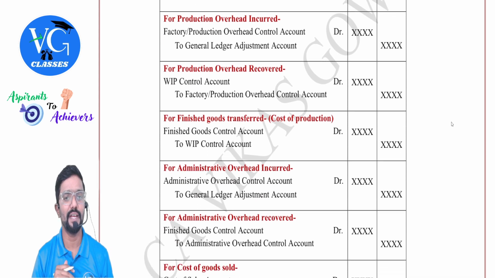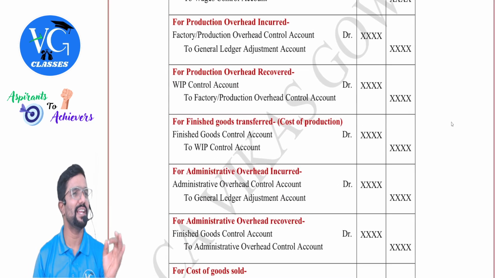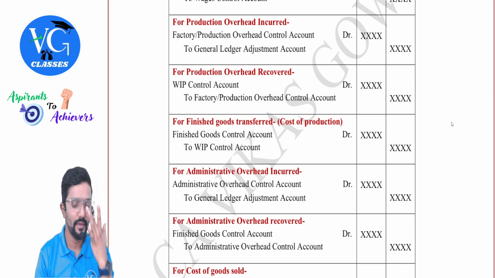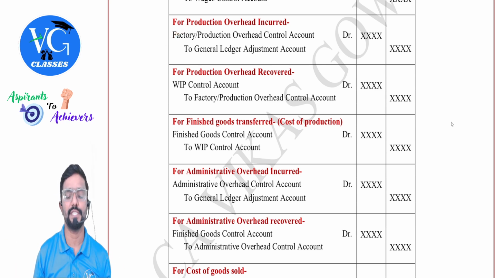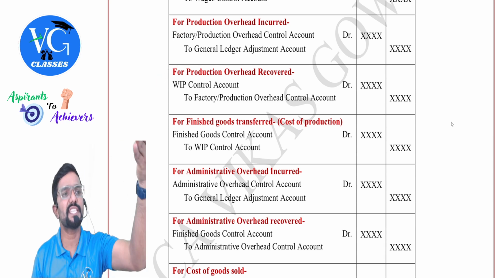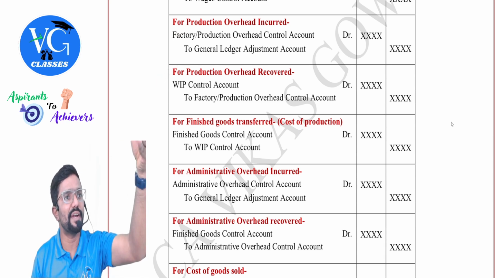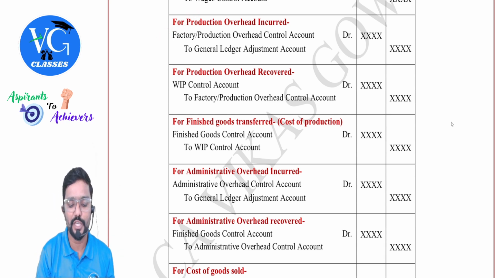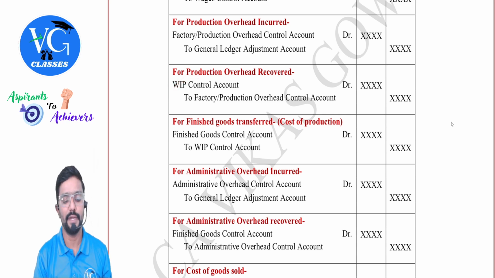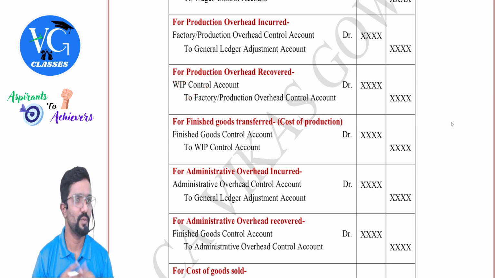Then production overhead incurred. For any overhead incurred, the entry is the same. Overhead to general ledger. Okay, but use the name: factory or production or manufacturing overhead to general ledger. And observe, guys, which is the next account after production overhead or factory overhead? WIP. So production overhead absorbed will go to which account? WIP control account. Debit the receiver, credit the giver. Who is the receiver? WIP.